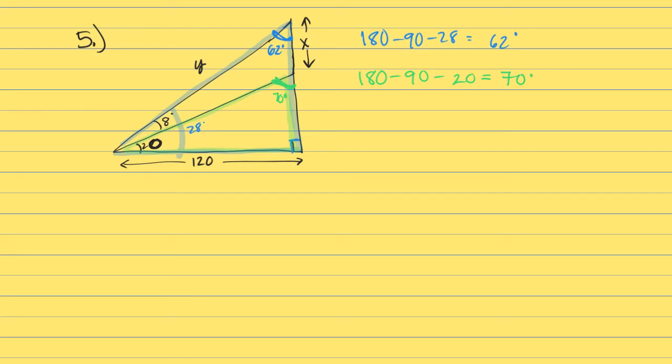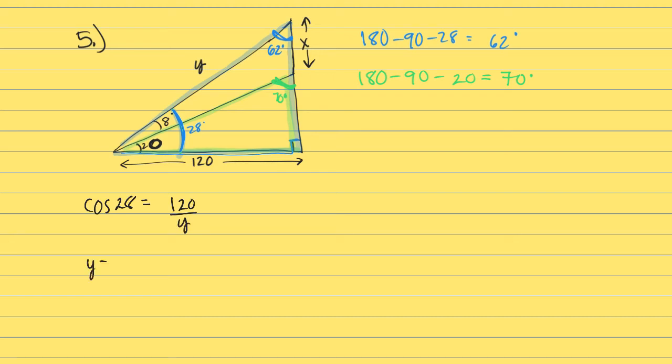Okay, so now I'm going to use right triangle trig on this larger blue triangle, and I'm going to find y. Okay, so for this angle 28, I have an adjacent, that's my 120. Okay, and then I have a hypotenuse, so I'm going to use cosine of 28 equals adjacent, so 120 over hypotenuse.